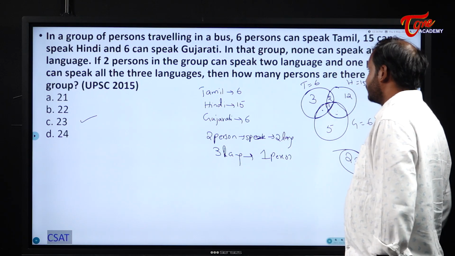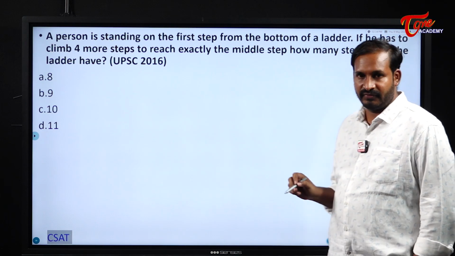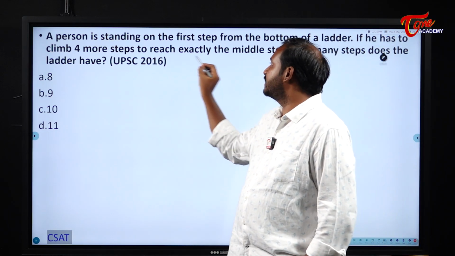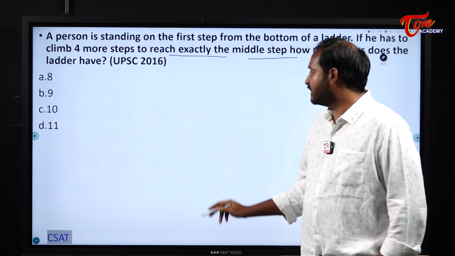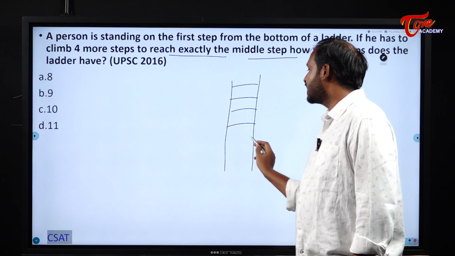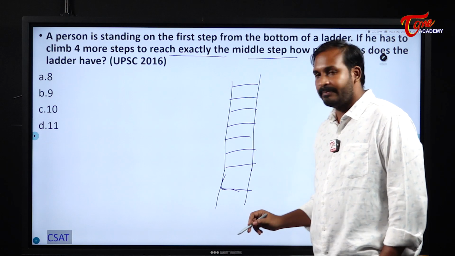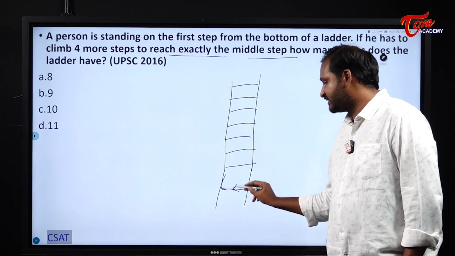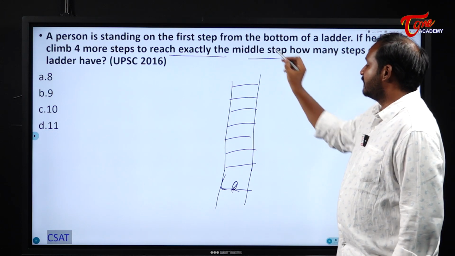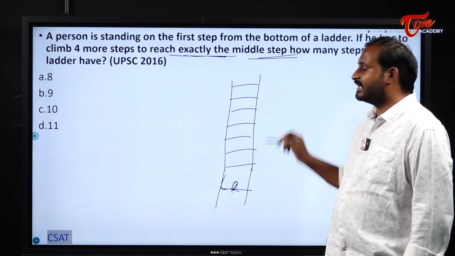Okay. Next one. A person is standing on the first step from the bottom of a ladder. If he has to climb 4 more steps to reach exactly the middle step. See here students, there is a ladder. We don't know exactly how many steps are there in that ladder for the time being. Now there is a person who is standing on the first step, and what they are telling is first step from the bottom. If he has to climb 4 more steps, he will reach exactly the middle one.